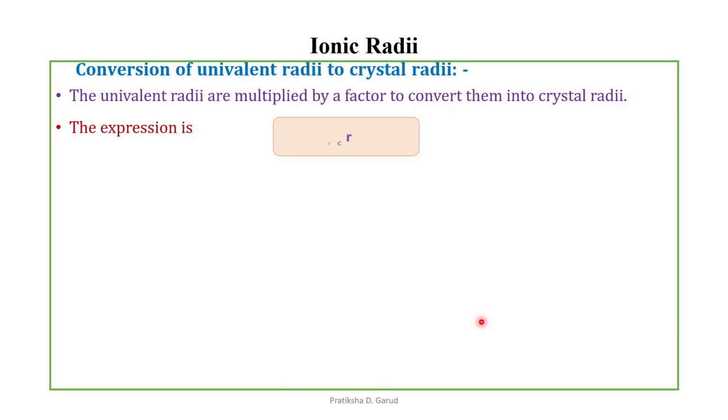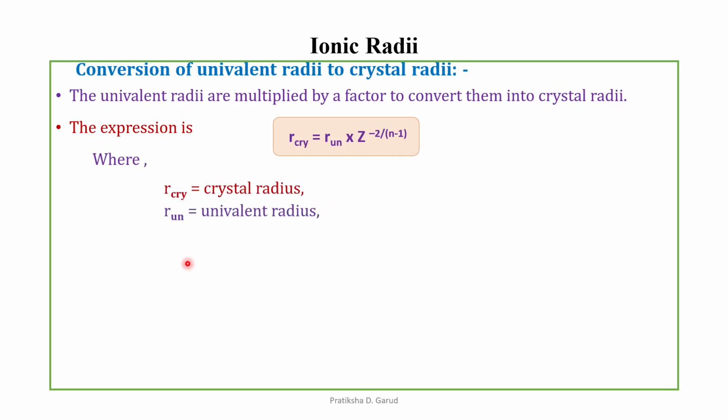So the expression is: radius of crystal, R crystal, is equal to radius of univalent, R_UN, into Z raised to -2 divided by (N minus 1), where R crystal is the crystal radius, R_UN is the univalent radius, Z is equal to the charge on the ion, and N is the Born exponent constant.